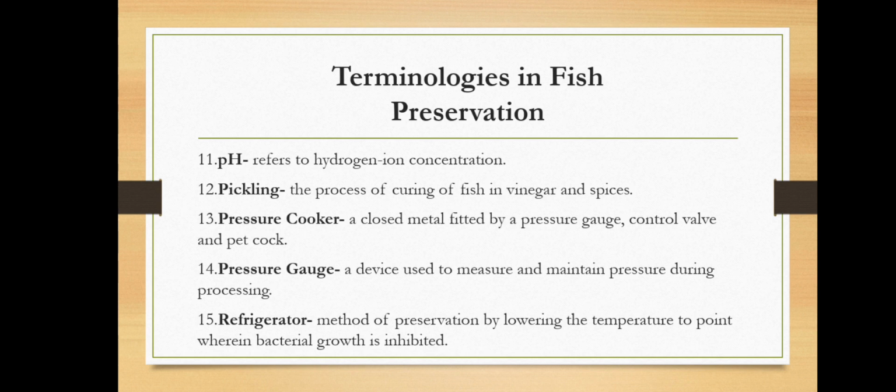Pressure gauge. A pressure gauge is a device used to measure and maintain pressure during processing, such as in canning, and ensure that the pressure inside the canning environment remains at the desired level, contributing to the safety and effectiveness of the preservation process.